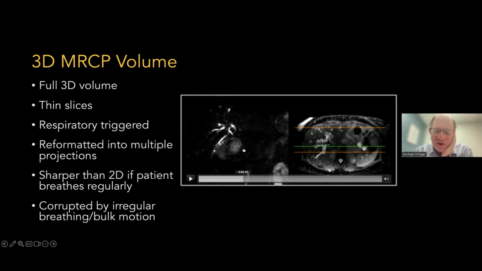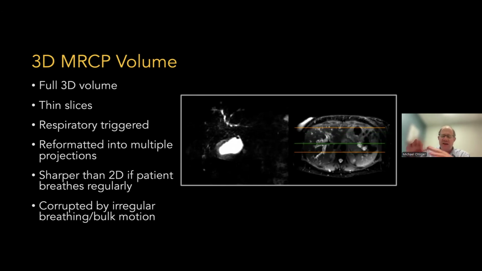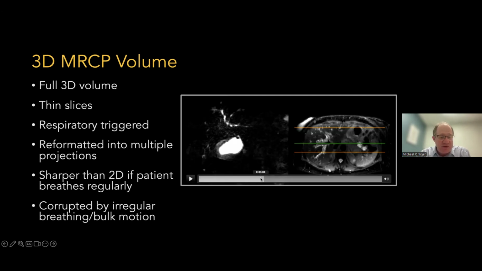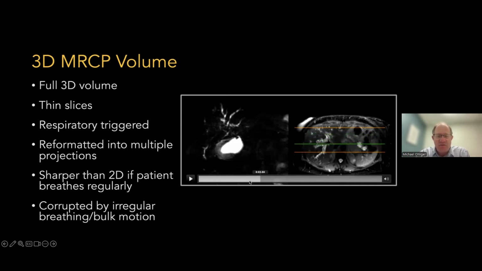And because nobody can hold their breath that long, we do something called respiratory triggering, which means we monitor how patients are breathing, when they breathe in and when they breathe out. Once they breathe out during that acquisition, we acquire data. They breathe again, we pause, and we only acquire data when their breath is in the neutral position. If someone breathes regularly, which is usually outpatients, these tend to come out really pretty. For inpatients, they can be a little frustrating because those patients often don't have regular breathing.